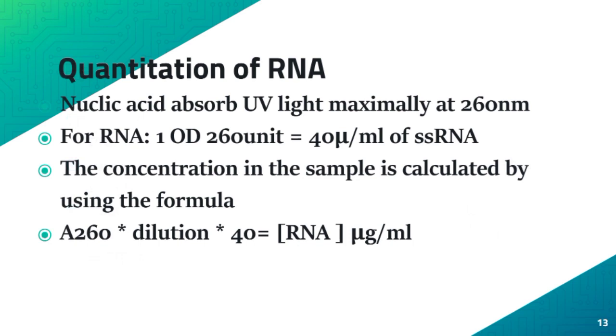Quantitation of RNA. Nucleic acid will absorb ultraviolet light maximally at 260 nanometer. For RNA, 1 OD at 260 units is equal to 40 microgram per ml of ssRNA. The concentration in the sample is calculated by using the formula A260 into dilution into 40 is equal to RNA in microgram per ml.